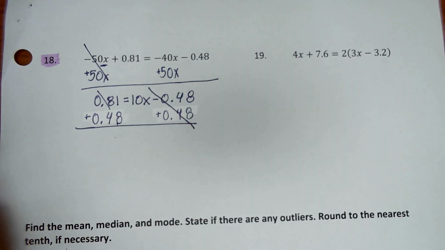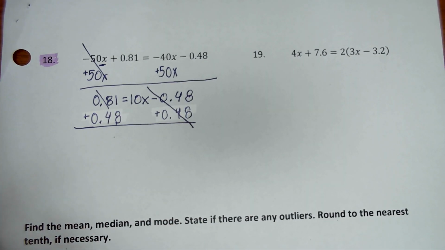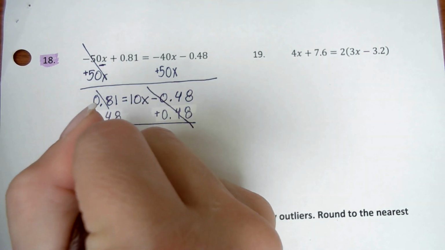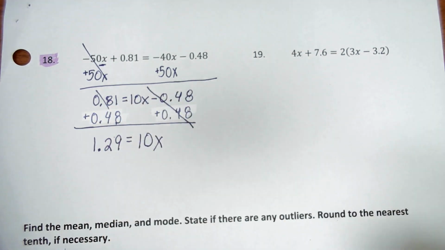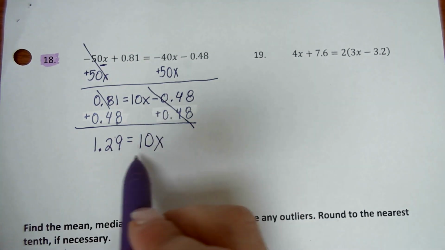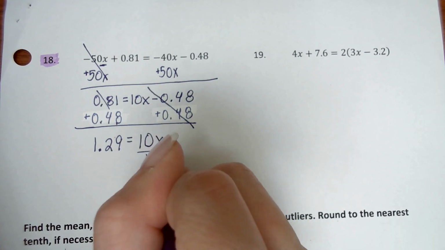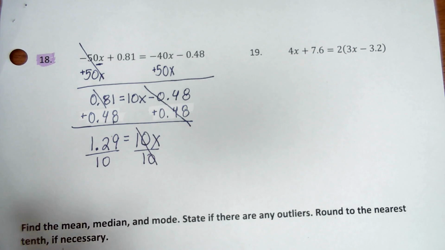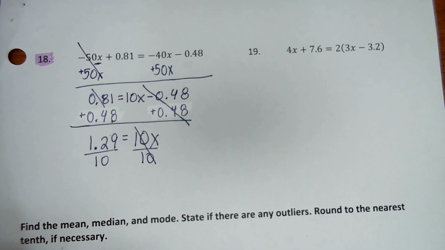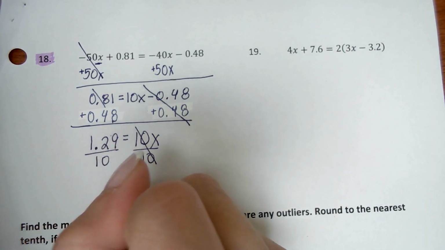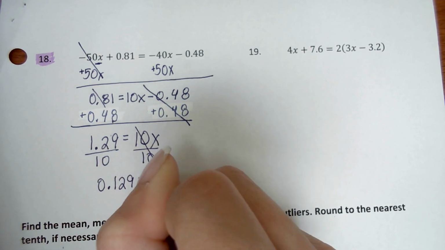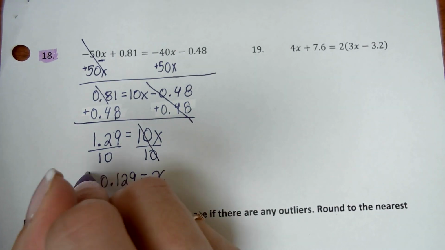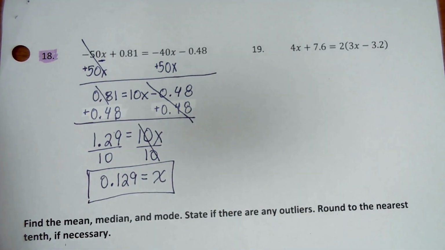Okay, so that strategic decision, 0.81 plus 0.48, now is 1.29, and that's equal to 10x. Now x is almost alone, we just have to divide by 10. 1.29 divided by 10 is 0.129. So that would be our answer for x.